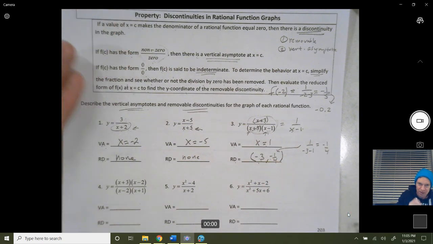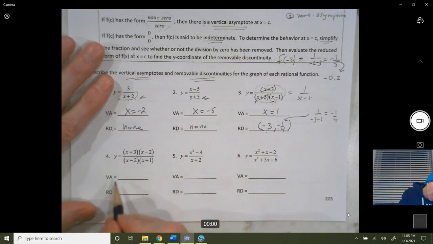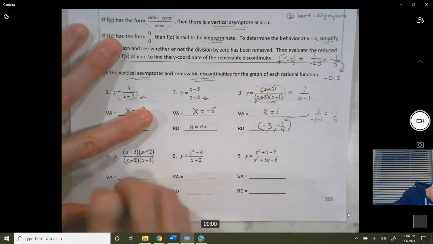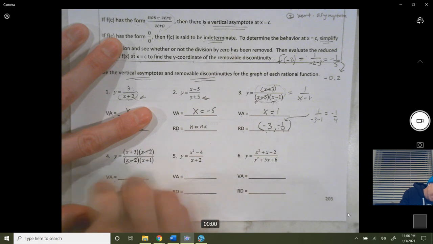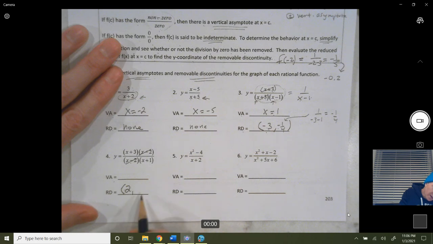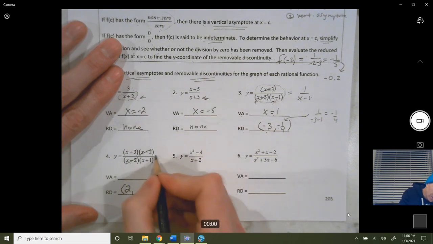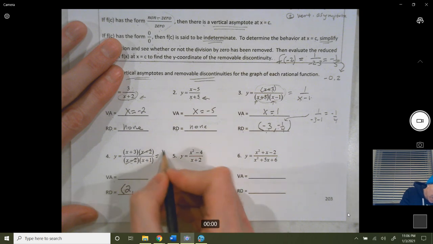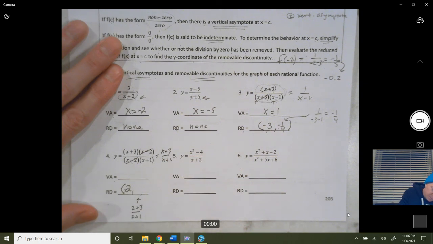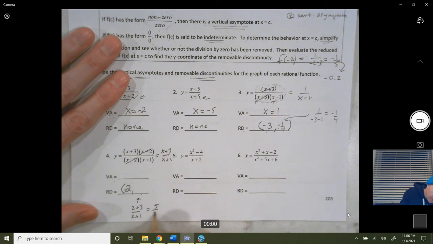Get the hang of it? Okay, we'll do the last three real quickly. What cancels? The x minus 2's cancel. If it cancels, that's a removable discontinuity. Oops, sorry, not -2. That should be +2 because it's the value of x that would make your denominator 0. Now your y value is what you get when you plug that 2 into the simplified version. After we cancel those, we get x plus 3 over x plus 1. So we get 2 plus 3 over 2 plus 1, which is 5 over 3.